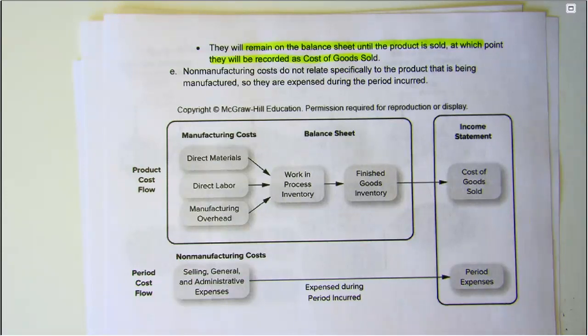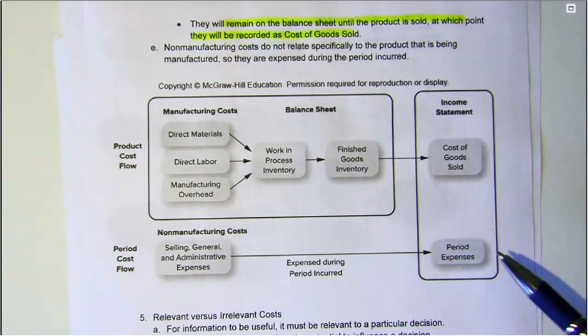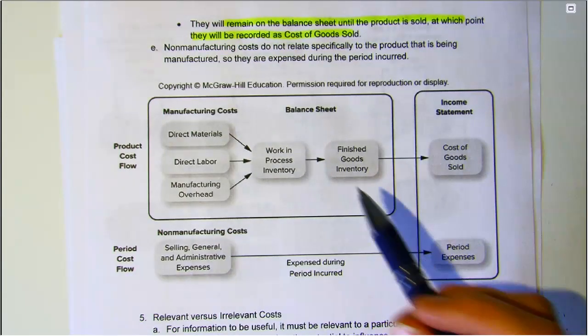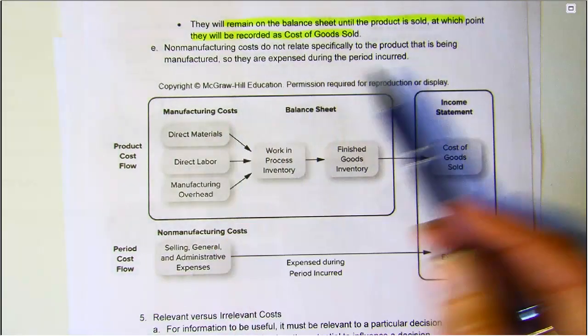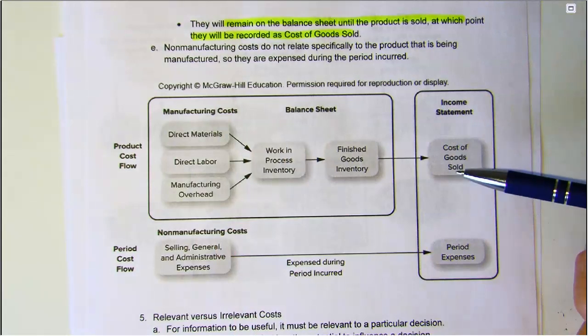Non-manufacturing costs do not relate to the product at all. They are expensed in the period incurred. Now this diagram is in the book. I kind of copied and pasted it here, so there's the copyright information. I did not create this.